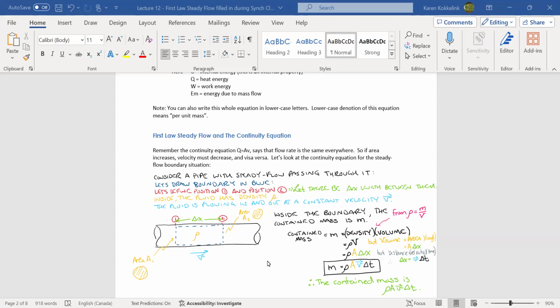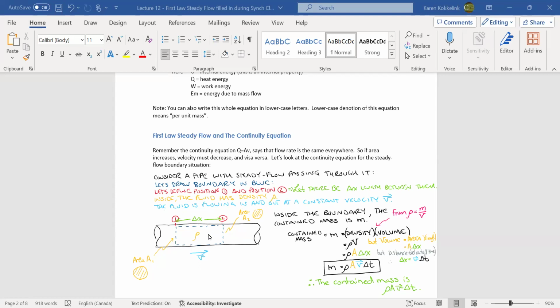We can't change the flow rate because we're not squeezing anything, we're not compressing anything. So if the area increases, the velocity decreases, and vice versa. Looking at this for a steady flow situation where there's mass flowing in and out, we can say the mass is sitting in this tube. The tube has a cross-sectional area at the front and the back.